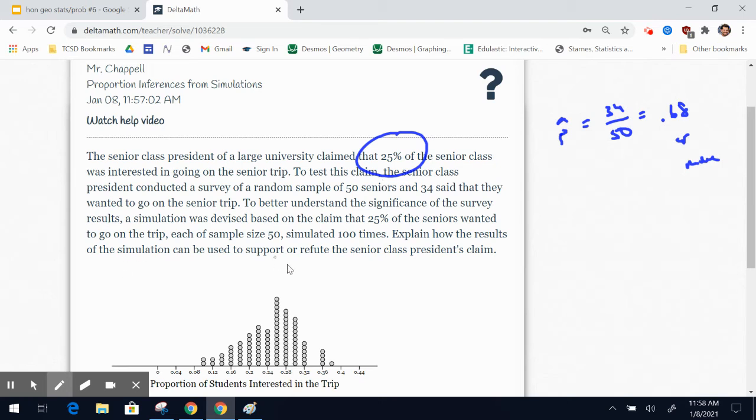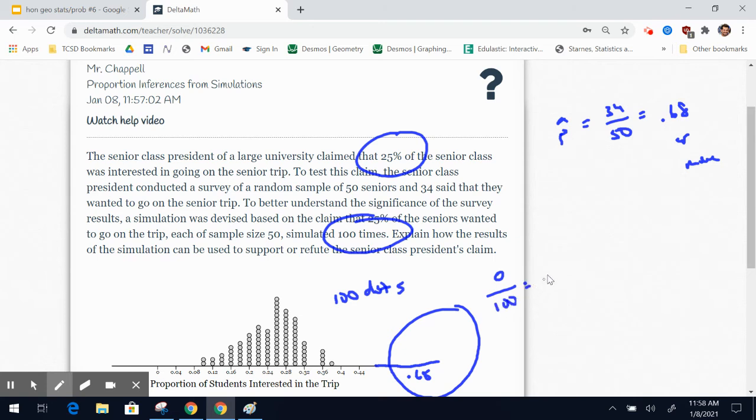Okay. Now in this dot plot, we have 100 simulations, each dot representing asking 50 people, and this is the proportion of seniors that are interested in going. So there's 100 dots. Let me see where 0.68 is. Look at this, 0.68 is not even on our dot plot. It'd be over here. So there is 0% chance by chance alone out of these 100.